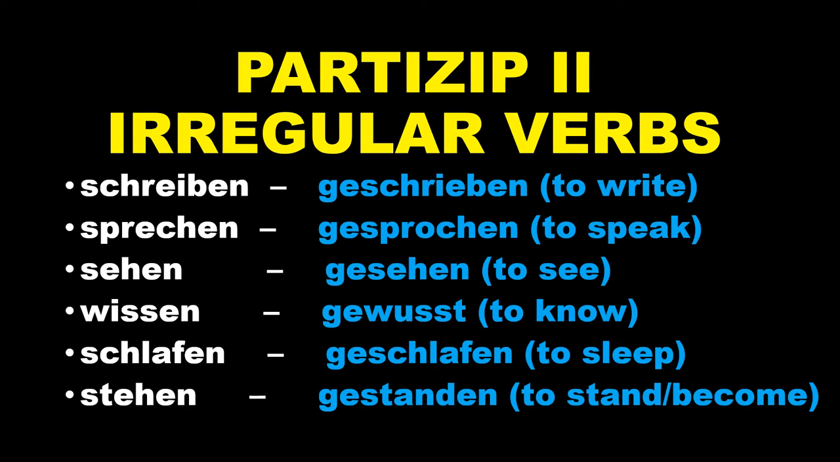Stehen, gestanden. Here you can see mostly we have added GE and the rest of the word is changed. Somewhere the spelling has changed and somewhere we have taken it as it is. So there is no particular rule or trick to learn these kinds of verbs. They are irregular verbs and you have to just learn them by heart. So once again, along with me, please repeat. Schreiben, geschrieben, sprechen, gesprochen, sehen, gesehen, wissen, gewusst, schlafen, geschlafen, stehen, gestanden.